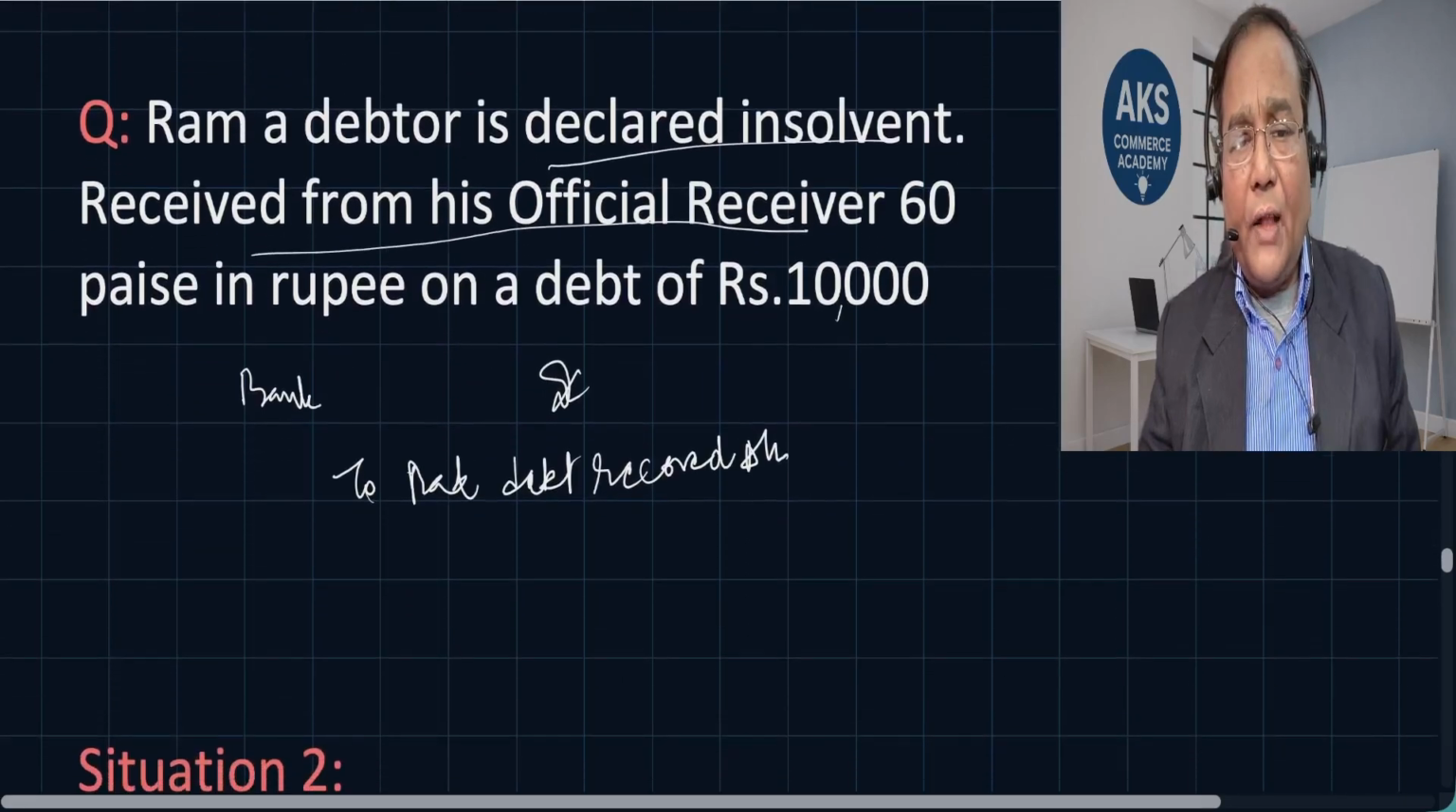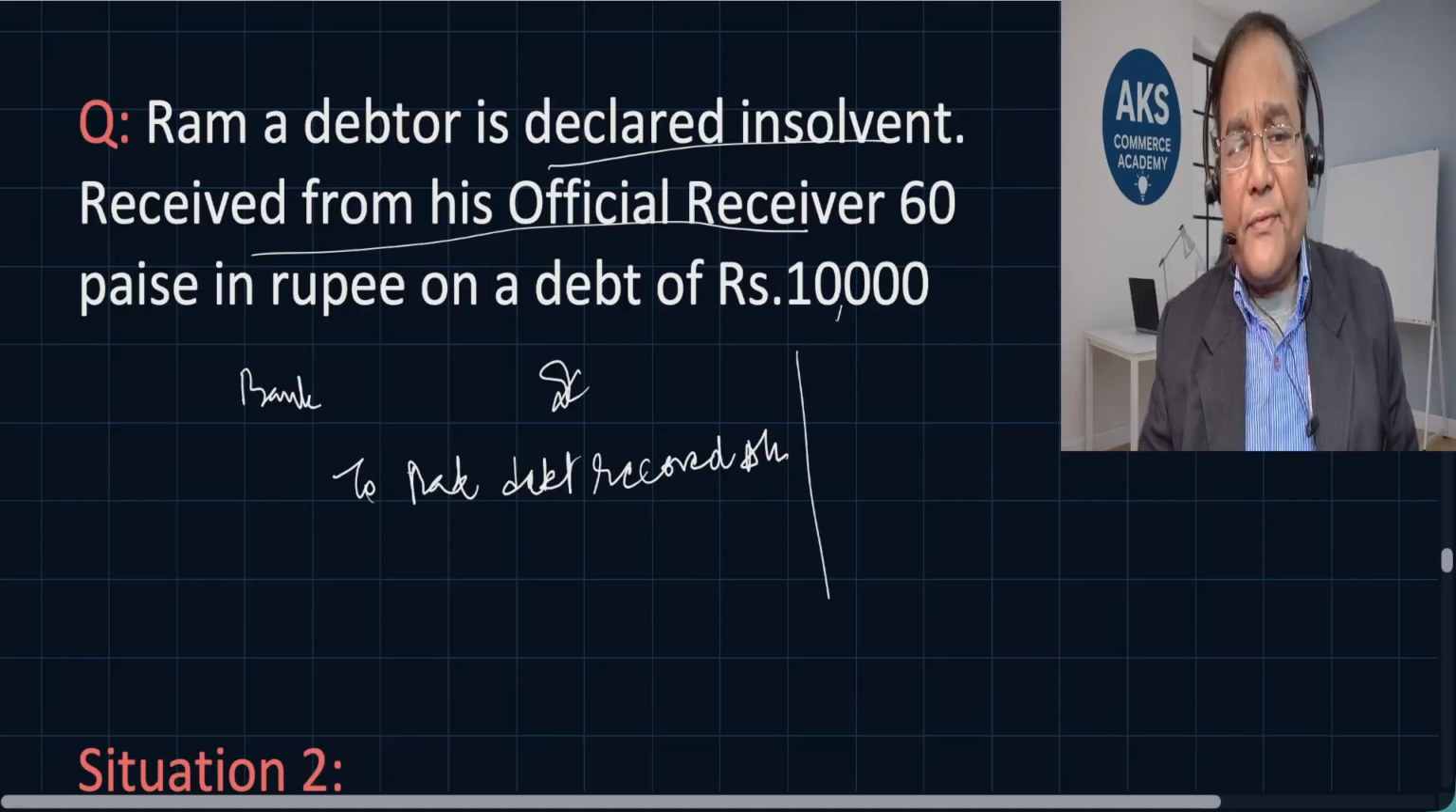Ram's account is now not existing in our book. Why? Because we have already cancelled it, considering the due from him is bad. Now the new entry to be passed when what was earlier treated as bad is now recovered: we have recovered, so bank account debit to bad debt recovered.